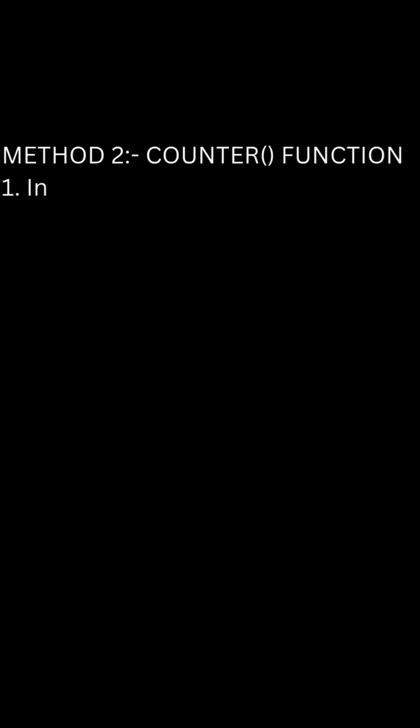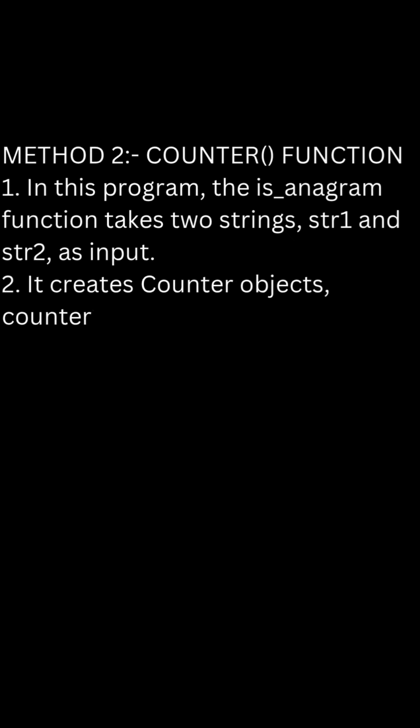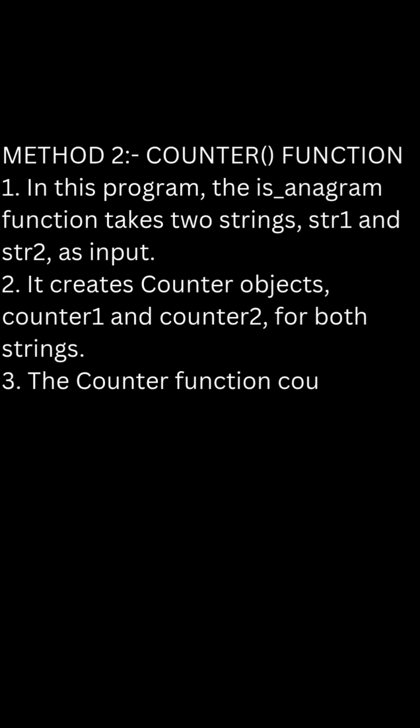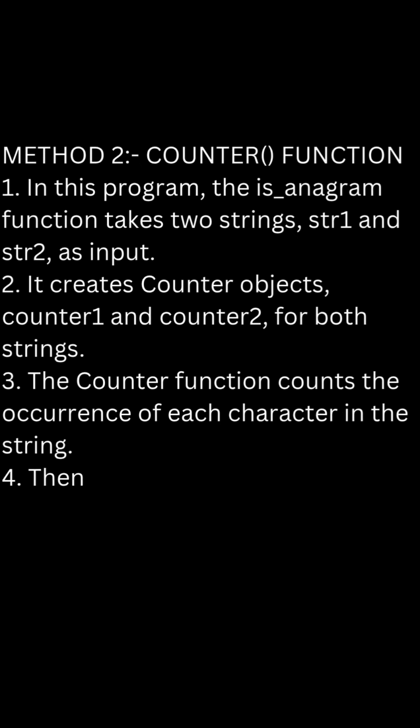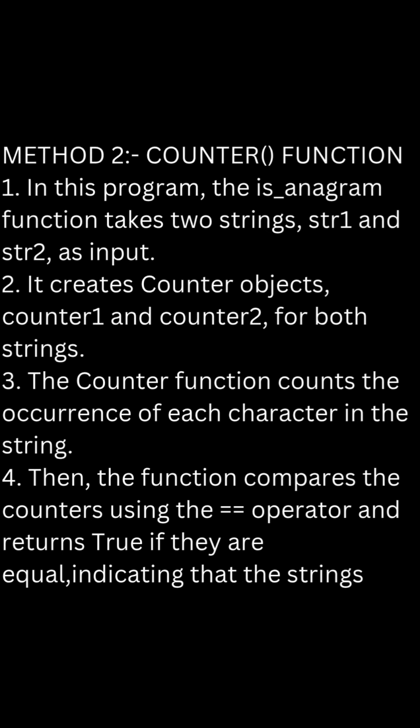In this program, the isAnagram function takes two strings, str1 and str2, as input. It creates Counter objects, counter1 and counter2, for both strings. The Counter function counts the occurrence of each character in the string. Then, the function compares the counters using the == operator and returns true if they are equal, indicating that the strings are anagrams. Otherwise, it returns false.